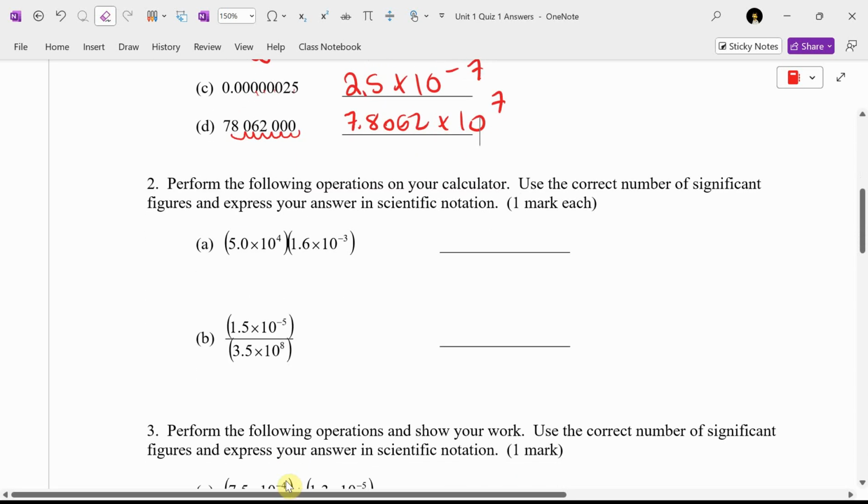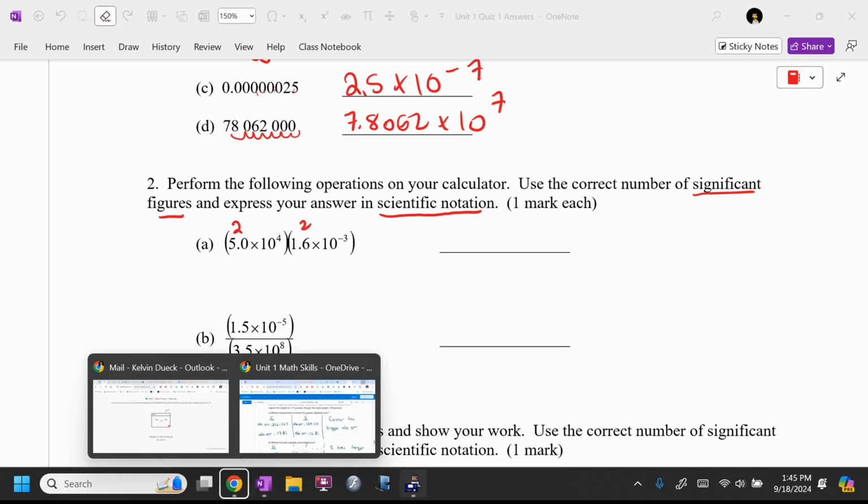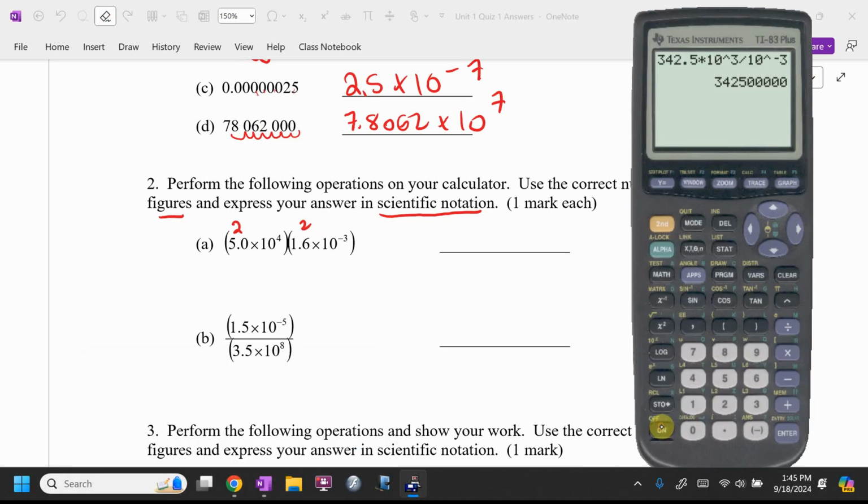Number 2 says perform the following operations on your calculator. Use the correct number of significant figures and express your answer in scientific notation. Okay, multiplying and dividing, I count sig figs. This is 2 sig figs, not 1. This is 2 sig figs. I'm going to go to 2 sig figs. I'm going to type on my calculator 5 scientific notation button 4. I don't need to type times or 10 or to the power of. Times 1.6 scientific notation button negative 3.